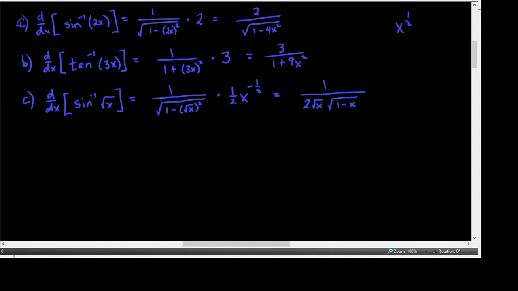Then if you multiply those two radicals to simplify, you'll distribute the x and you'll get x minus x squared under that radical.